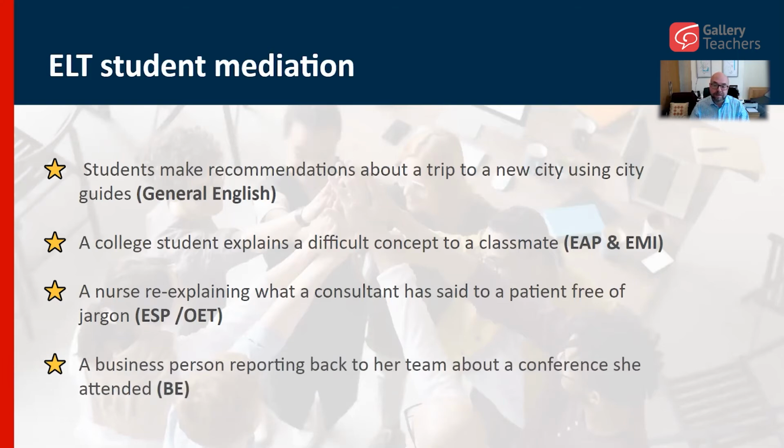Now, don't think that you can't move things around a bit here. Students making recommendations about a trip to a new city using city guides. You can change city guides to practically anything: cinema listings, train timetables and coach timetables to work out the best way to get across the country from, I don't know, London to Edinburgh, if you've got some students who want to visit another city, another capital.